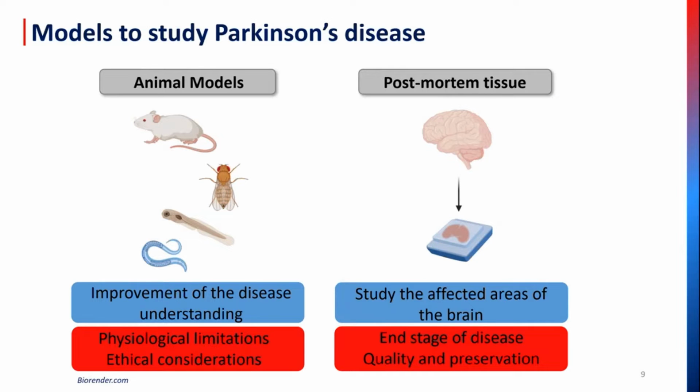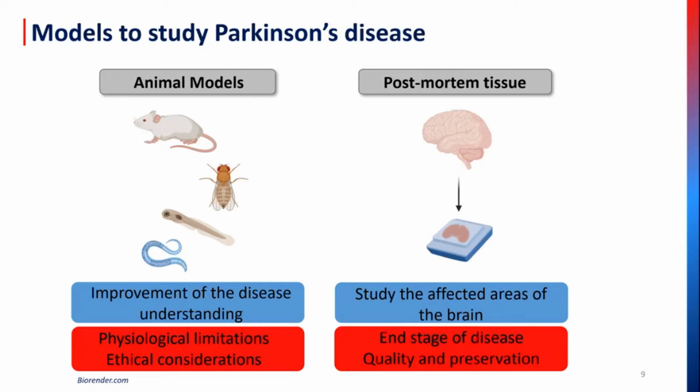The classical models that are still very much used to study Parkinson's disease are animal models. And they have greatly improved our understanding of the disease and the mechanisms that are involved in the pathology. However, these models do not always recapitulate the pathological hallmarks of the disease or its progression in humans. And the use of these models in the labs to study diseases is posing more and more ethical concerns.